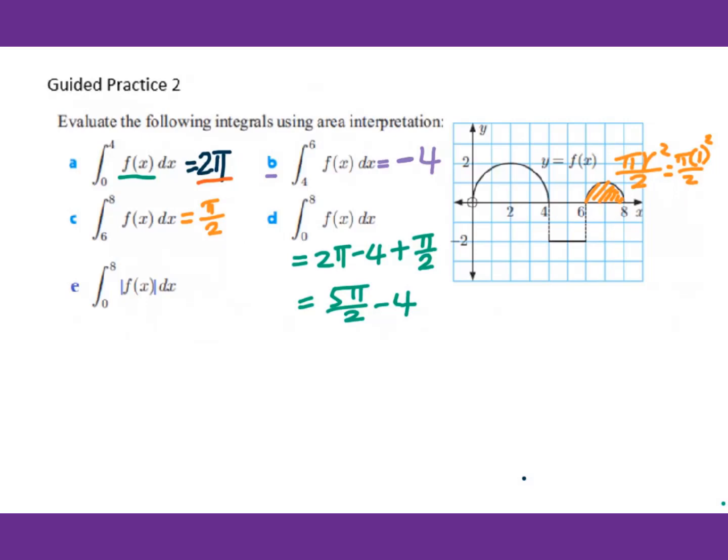Now let's go to E. We are looking for the definite integral of the absolute value of f of x from 0 to 8. This absolute value means we are looking for the area bounded by the function and the x-axis. Therefore, you have 2 pi plus, not negative 4, it's positive 4, plus pi over 2. So your answer will be 5 pi over 2 plus 4.